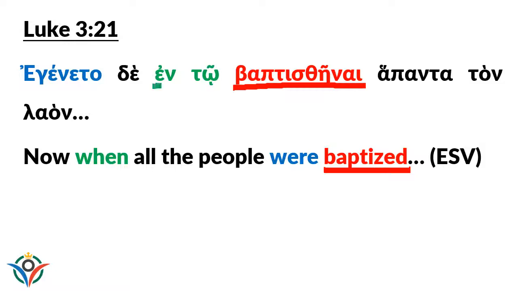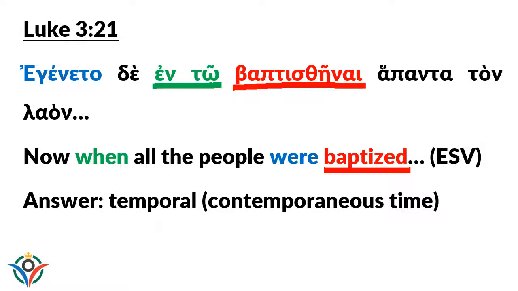We have en tō plus the infinitive. And that tells us that once again, this is a temporal use of the infinitive, specifically communicating contemporaneous time, where the action of the infinitive happens simultaneously with the action of the main verb. All right, so we give the answer as temporal and in brackets contemporaneous time.